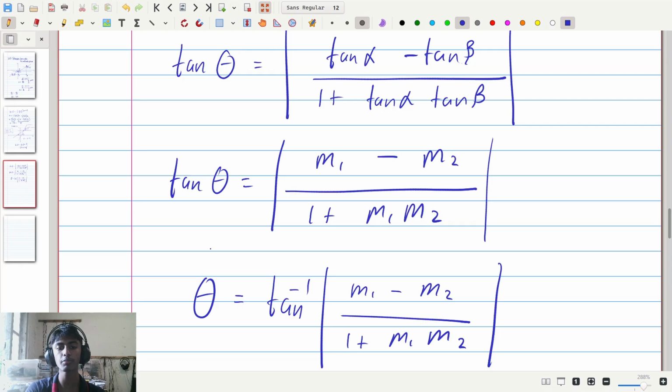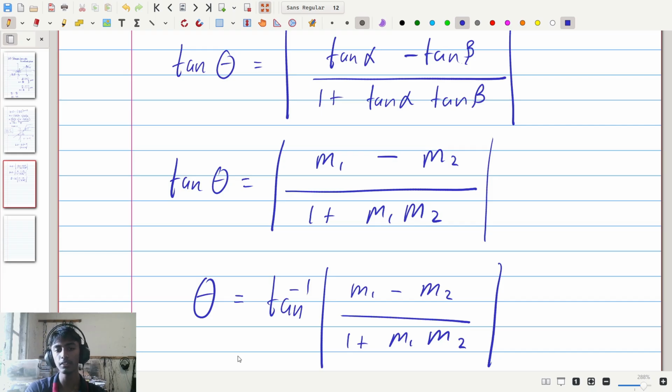With the gradient intercept formula, if we know the gradients of two lines, we can find the angle between the two lines. Now note here, the angle we are going to get by using this method is going to be the acute angle between the two lines. This is because the tan inverse is only defined in between the angle outputs of negative pi by 2 and pi by 2.